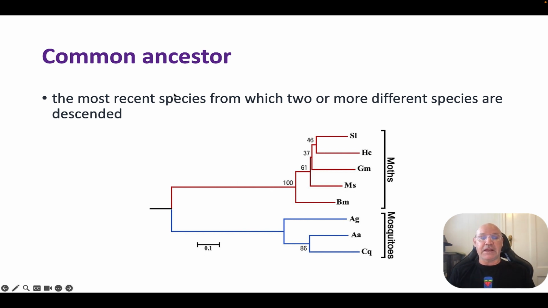But if we think about a common ancestor with this representation, it's this horizontal line here where we've got a split or a bifurcation, and then we've got two different species. Okay, so the common ancestor is here. The most recent species from which two or more different species are descended. So that would be a common ancestor for these two descendants. This one here would be the common ancestor for these three species.